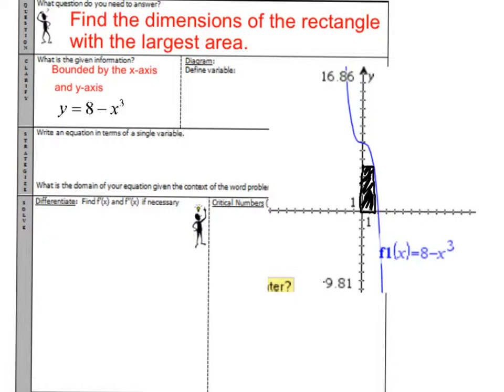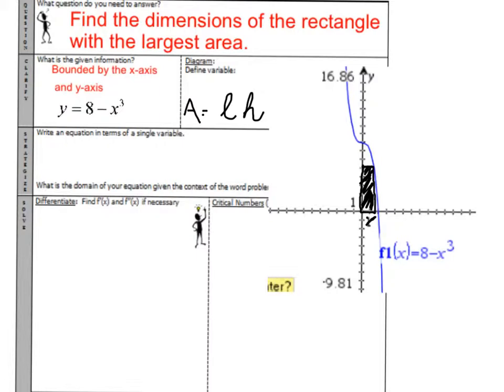Now, when we do this, we always are going to write an equation in a single variable, and the reason why is then we can take the derivative and set it equal to 0. So area of a rectangle. We know that area of a rectangle is length times width, or length times height, whatever you want to call it. So for my rectangle, the length, or the base of the rectangle, is going to be x. Now, what is the height of the rectangle? Well, the height of the rectangle is determined by the function 8 minus x cubed.